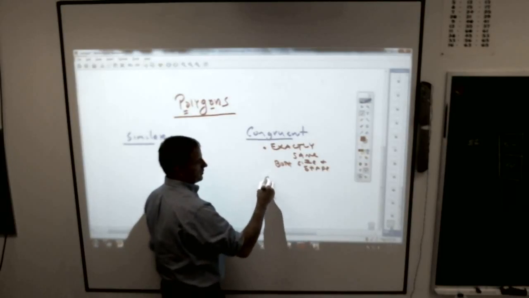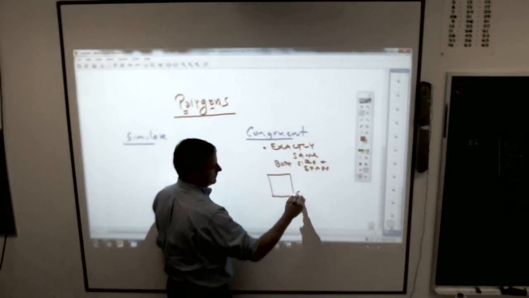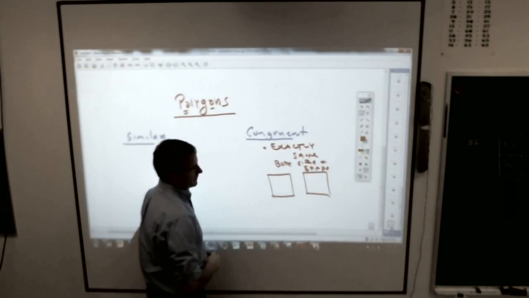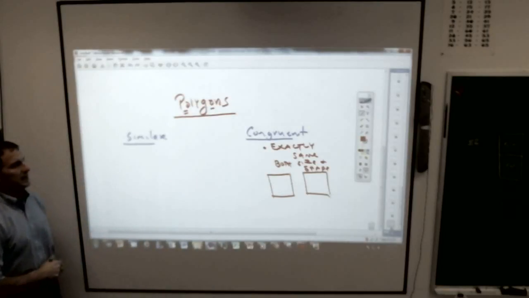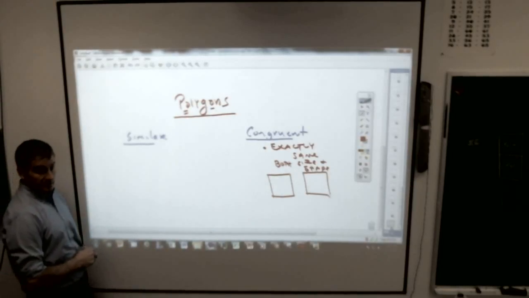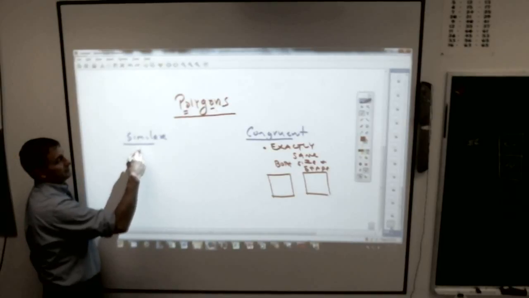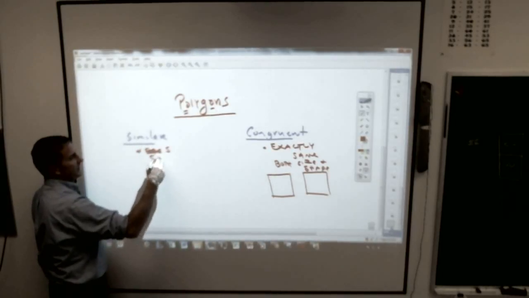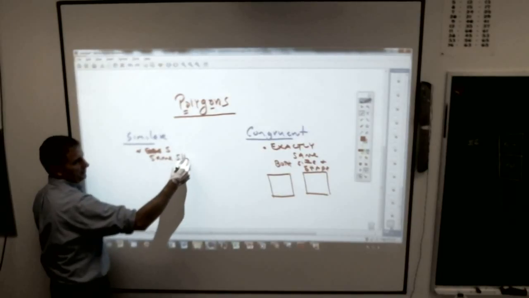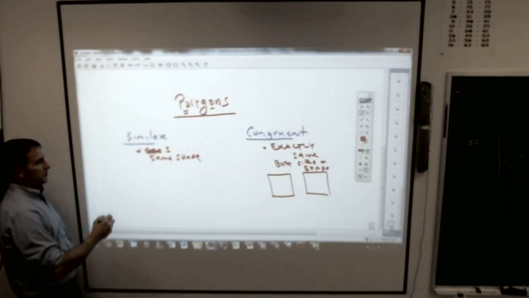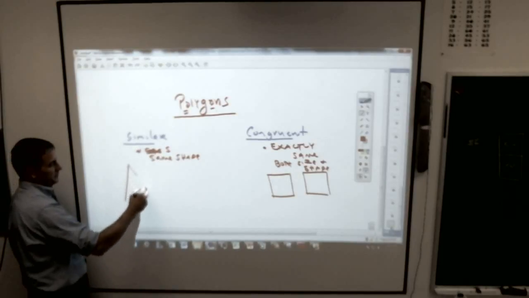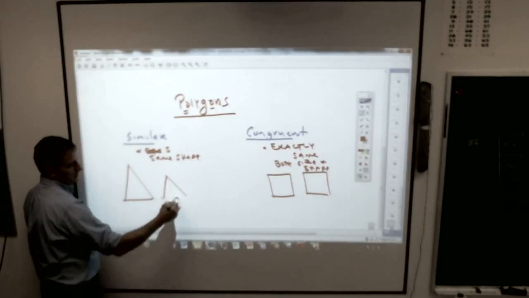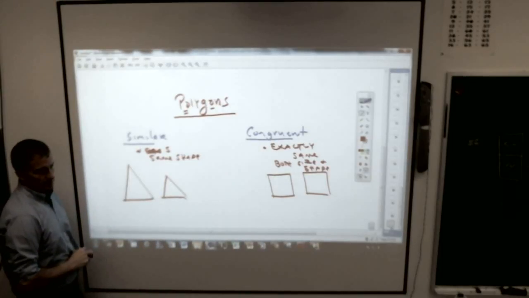For example, this square, and I'll do my best, and this square are exactly the same. Similar, on the other hand, is not exactly the same, but it has to be kind of the same. It's the same shape. In other words, if you have this triangle, you have this triangle that would be similar to it.